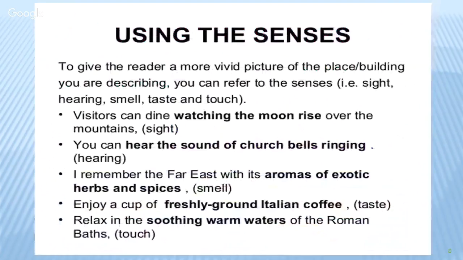We just discussed this. Give the reader a more vivid picture of the place or building you're describing. You can refer to the senses. So now all sense organs na ನಾವು use ಮಾಡೋ ಹಂಗೆ descriptive writing ಬರಿಬೇಕು. Visitors can dine watching the moon rise over the mountains. So ಈ ತರ ಒಂದು ಸೆಂಟೆನ್ಸ್ ಇದ್ರೆ ಇದು ಒಂಥರ ನಮ್ಮ ಕಣ್ಣಲ್ಲಿ ನೋಡ್ದಂಗ ಅನ್ಸುತ್ತೆ. Watching the moon rise ಅಂದ್ರೆ ನೀವು ಒಂದು ಮೂನ್ ರೈಸ್ ನೋಡ್ದಂಗ ಅನ್ಸುತ್ತೆ.